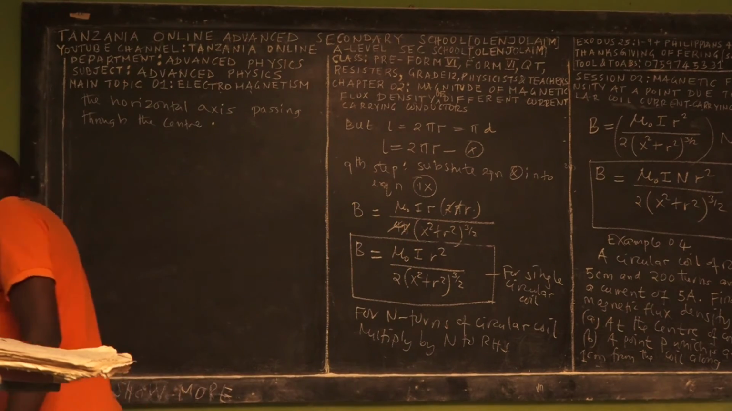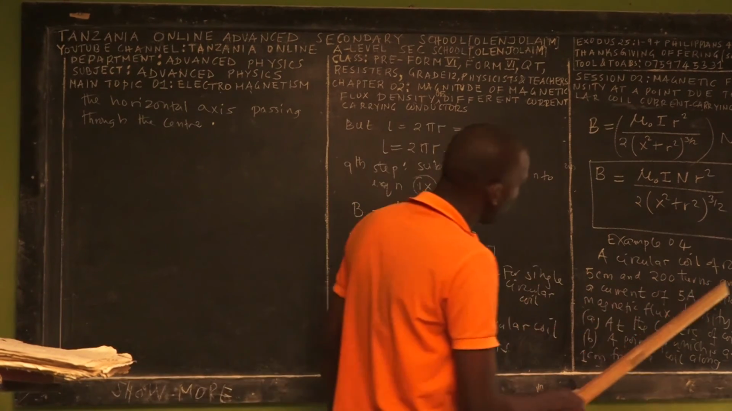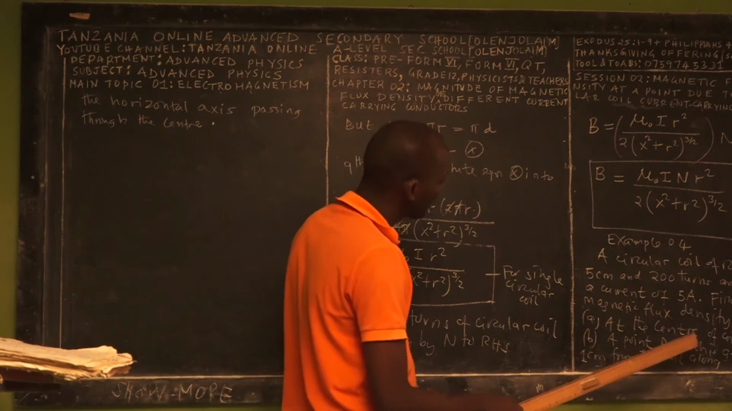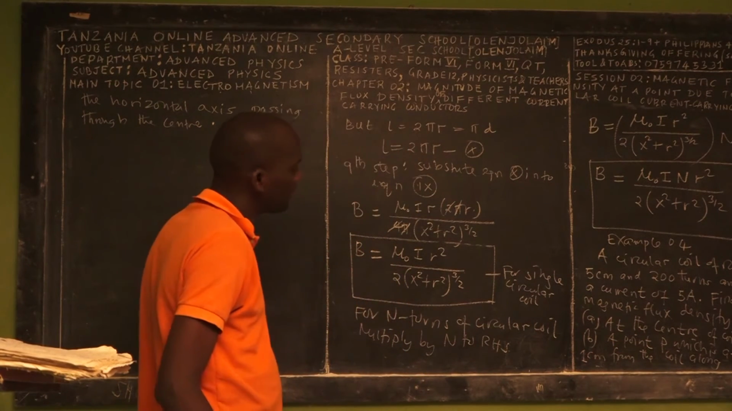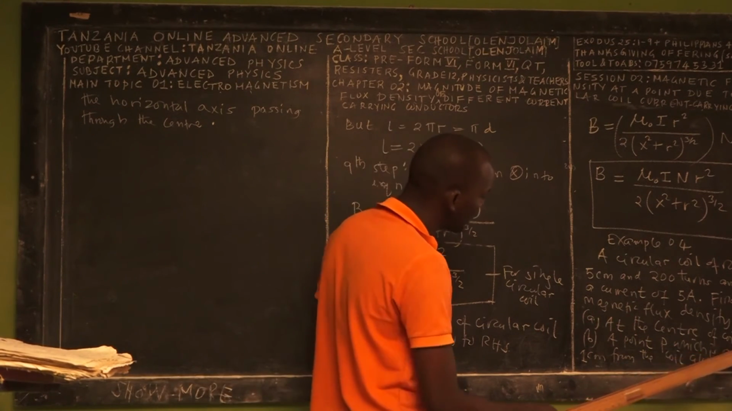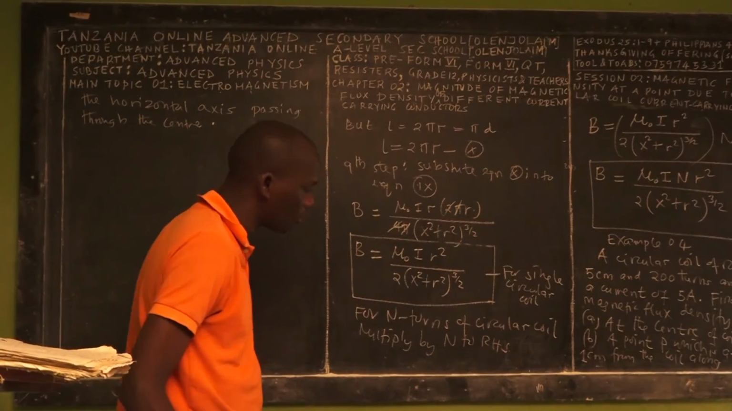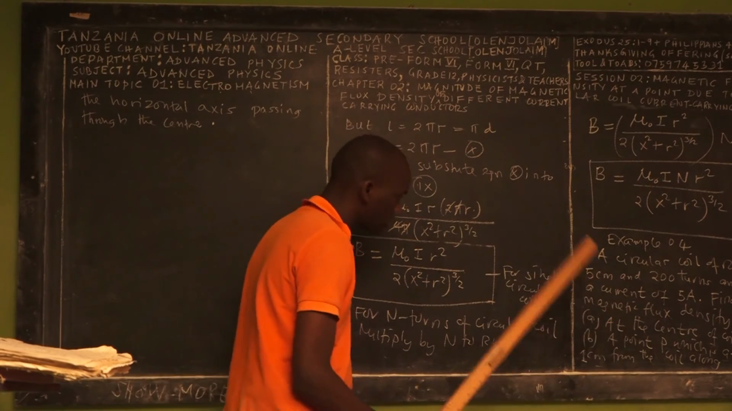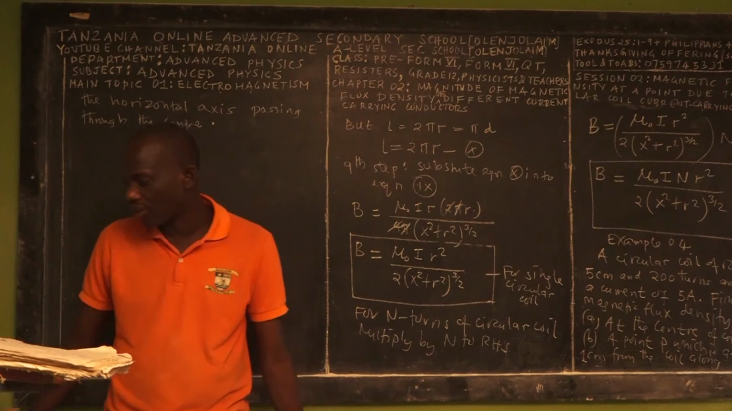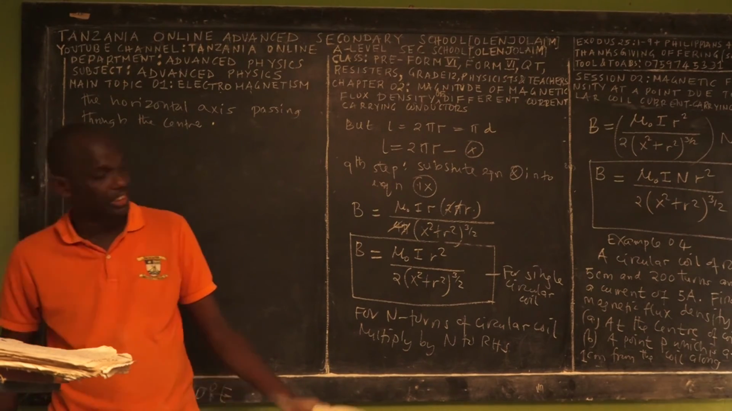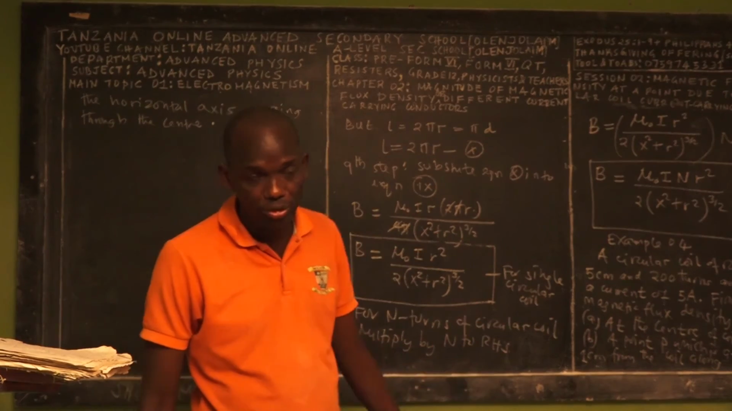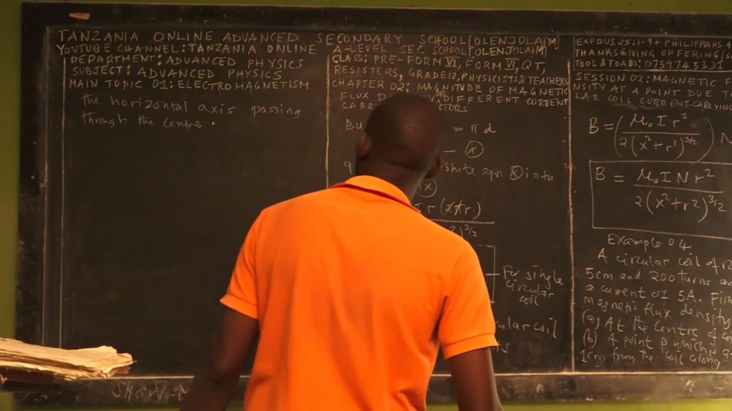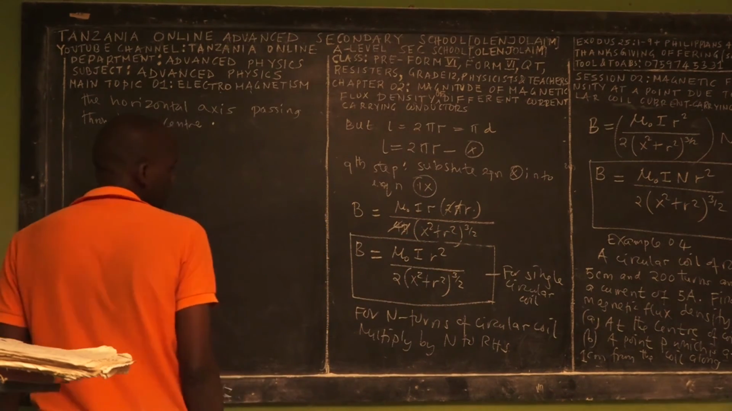So let us read the question carefully. A circular coil of radius 5 centimeter and 200 turns carries a current of 5 ampere. Find the magnetic flux density at the center of the coil. Find the magnetic flux density at the point P, which is at a distance 1 centimeter from the coil along the horizontal axis passing through the center. So part A is homework because I told you you have to refer to the derivations, and these are the questions of paper 2. So you have to make sure you write the formula before you use it.